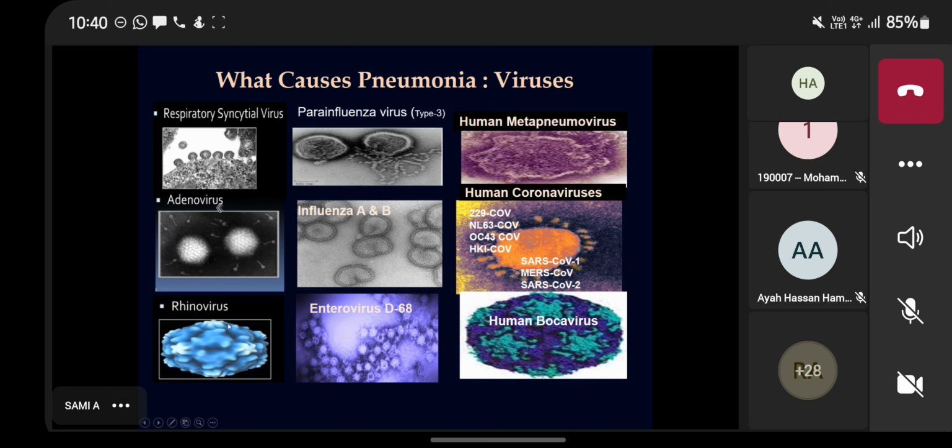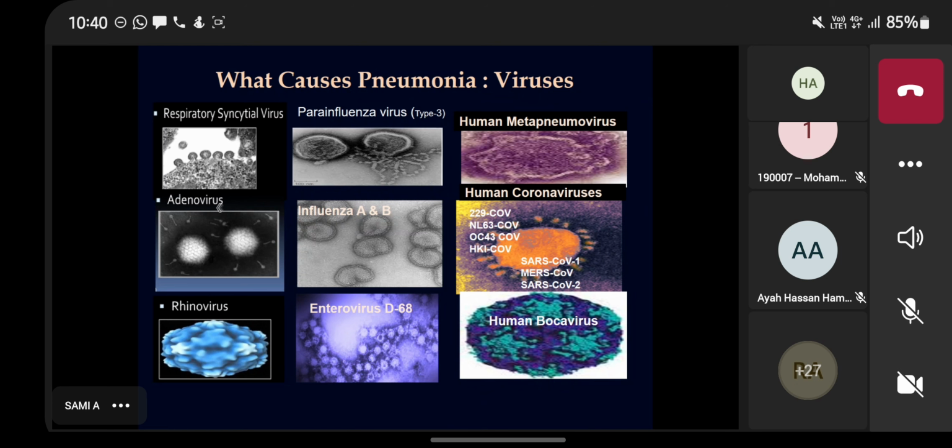Now, rhinoviruses, you remember we discussed it earlier, are usually responsible for the common cold. However, there is more data which indicate that rhinovirus can be responsible for up to 30% of virus-related pneumonia. In particular, we have seen some immunocompromised patients requiring hospital admission and maybe ICU because of severe complications.